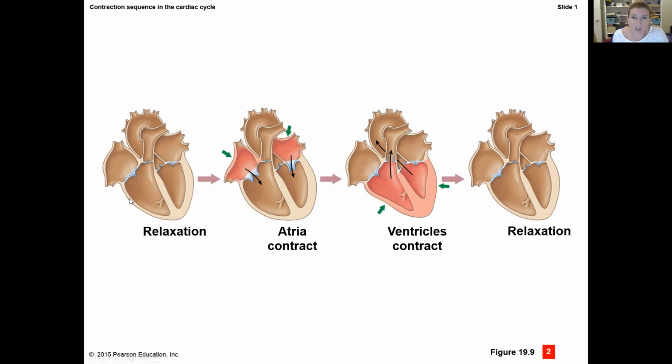So we have relaxation or diastole, followed by atrial systole and ventricular diastole. Then atrial diastole, ventricular systole, right? Ventricles are contracting, followed by the entire heart relaxing in diastole.